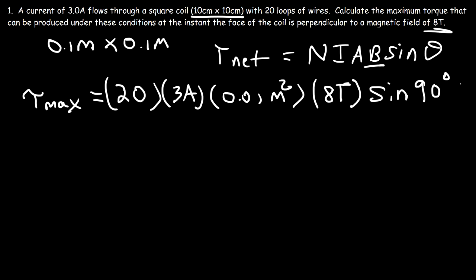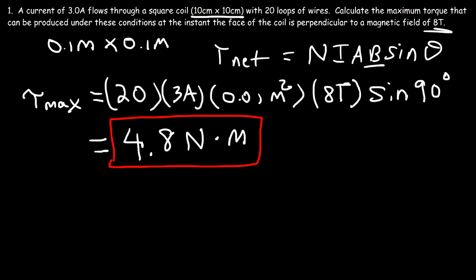So 20 times 3 times 0.01 times 8. This is equal to 4.8. And the units are newtons times meters. So that's the maximum torque that this particular coil can produce under these conditions. Now let's calculate something else that is associated with this topic, and that is the magnetic dipole moment of the coil, represented by the symbol M.